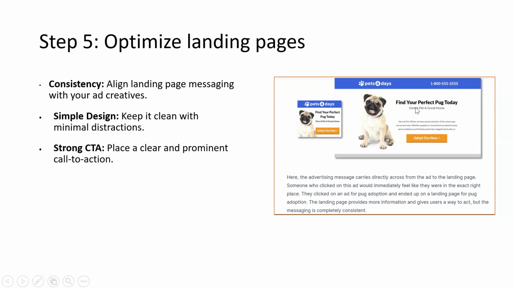Like here, the visual that we see for pet adoption. This is a pet adoption ad. And when you see the landing page, it gives a complete description of how it would be done. And the visual again here is of the pug that is being advertised. And the message carries directly across from the ad to the landing page. Someone who has clicked on this ad would immediately feel like they were in the exact right place. So they clicked the ad for pug adoption and ended up on a landing page for pug adoption. The landing page provides more information and gives the user a way to act, but the messaging is completely consistent.